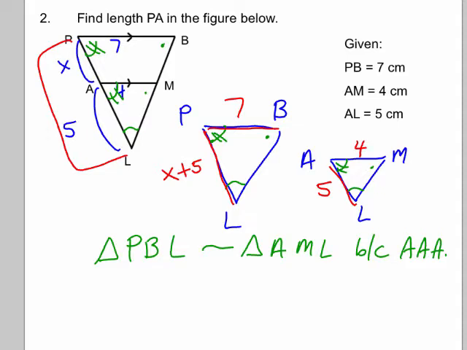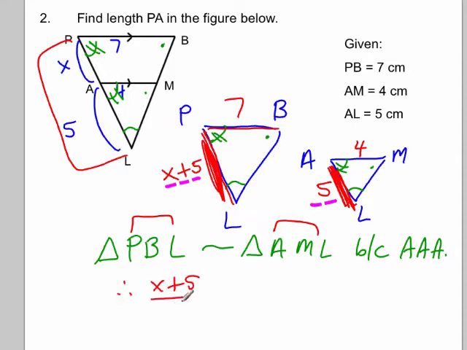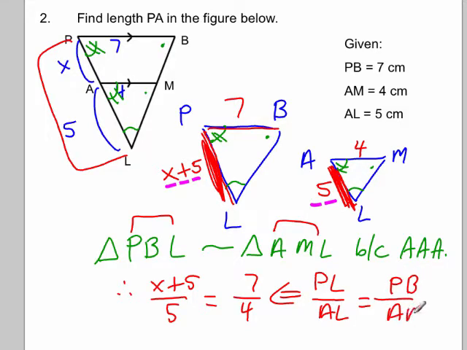All right, so let's match up corresponding sides. Which sides match? X plus 5 and 5 match up. We know that because PL in our written symbol matches AL. That's this side and this side. So we can therefore say that x plus 5 over 5 will equal 7 over 4. What we just used there, again, was PL divided by AL equaling PB over AM.